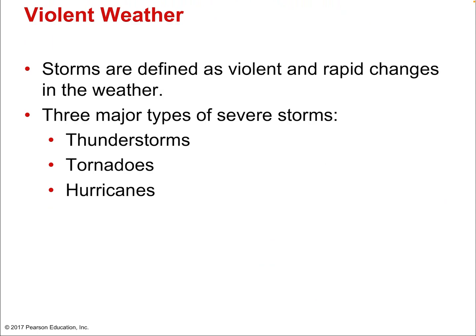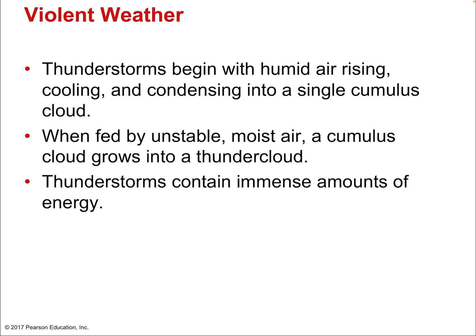So, continuing on the broad scale, storms, an example of violent weather. They're defined as violent and rapid changes in the weather, right? If you need a formal definition of a storm, that's what it is. There are three major types of severe storms: thunderstorms, tornadoes, and hurricanes.